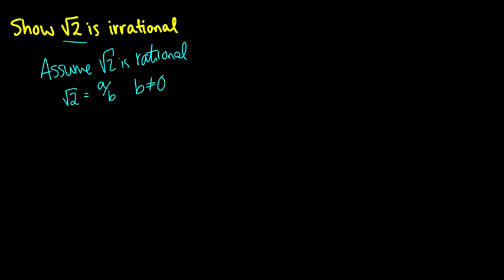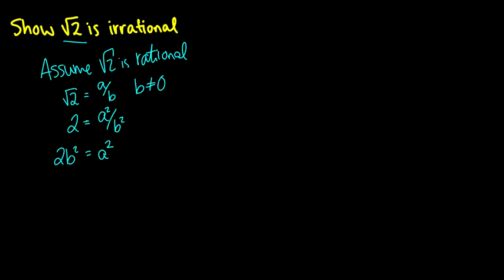Okay, so this is a little bit better, because we have a definition of a rational number, so we can use it. Now let's play around algebraically with things. Okay, let's square both sides. So we have 2 is going to be equal to a squared over b squared. That's not bad, so now we can write 2b squared is equal to a squared.